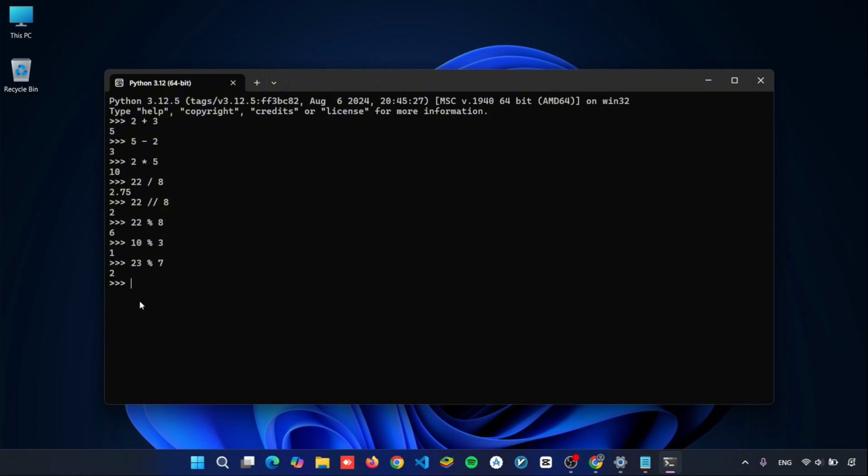Next one, we have the power operator. It's for exponents. For example, 2 to the power of 3 is 8, or 2 to the power of 2 is 4. Now what happens when you combine operators?